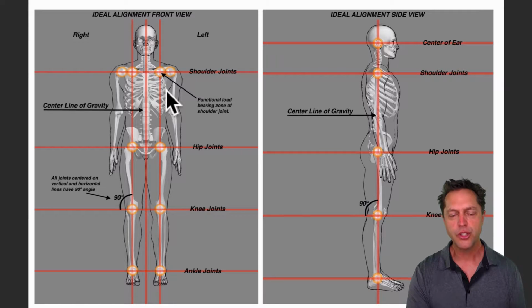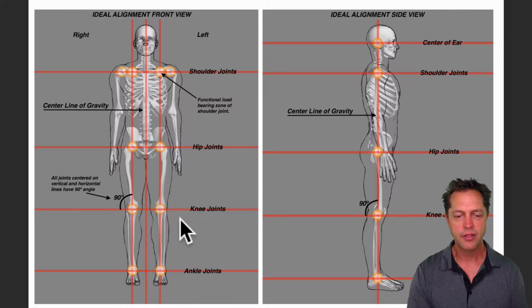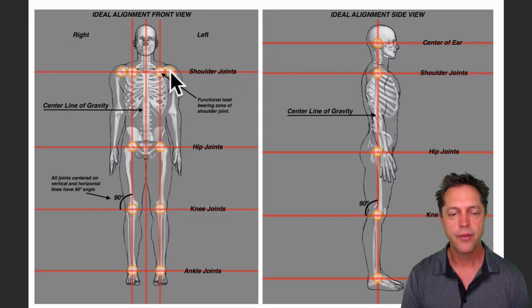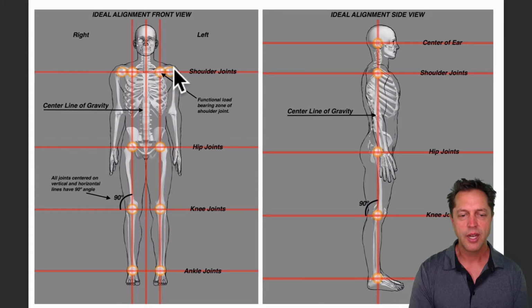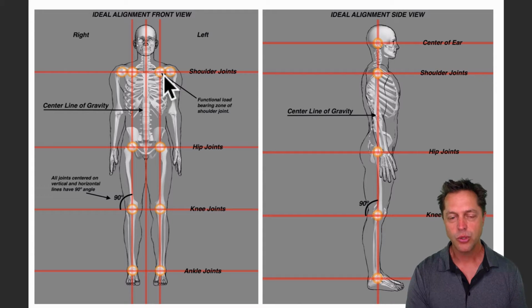The load-bearing joints. So we have ankle joints in the front and side view, the knee joints in the front and side view, hip joints, and shoulder joints. This area right here, represented in the front view of the body on the outside, is a joint. This is the shoulder joint. The one on the inside right here is the functional load-bearing zone. So it's not an actual joint.